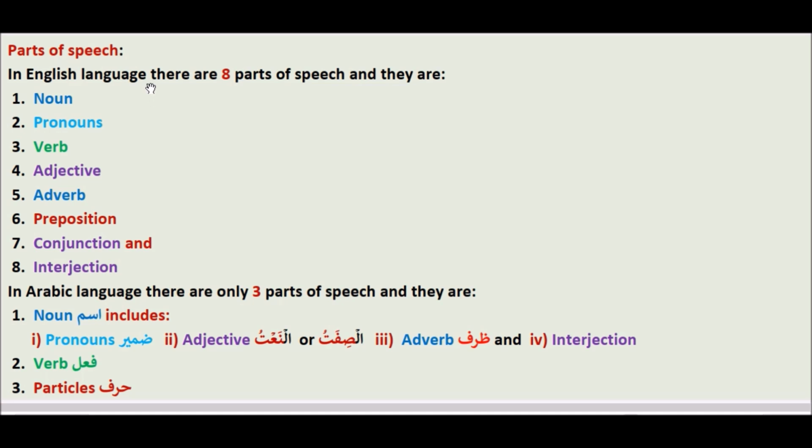Parts of speech. In English language, there are 8 parts of speech, and they are noun, pronoun, verb, adjective, adverb, preposition, conjunction, and interjection. Interjection is an expression. Actually, it does not have a meaning, it is an expression like oh, ah. In Arabic language, there are only 3 parts of speech, and they are noun, verb, and particle. Noun includes pronouns, adjective, adverb, and interjection. I could not find any Arabic for interjection.